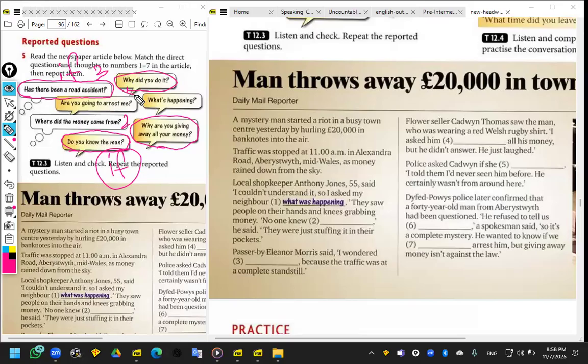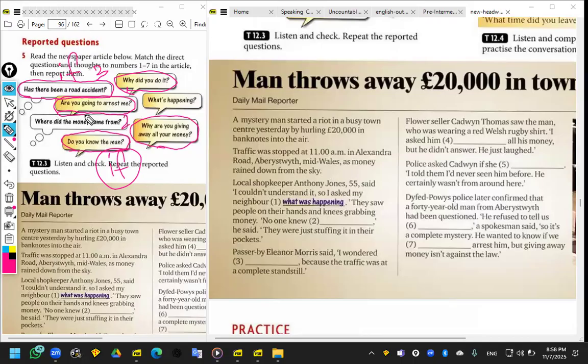Okay, so this is simple past perfect. So it's a complete mystery. He wanted to know if we were going to arrest him. He wanted to know if. So, are you going to arrest me? Okay. But giving away money isn't against the law. So this is it.